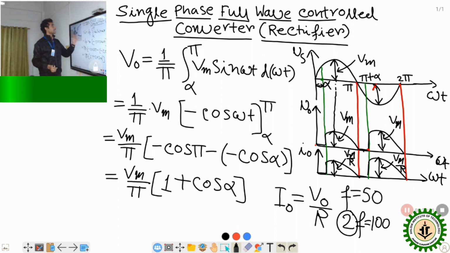So this is the single phase full wave controlled rectifier with resistive load. We have derived the average output voltage, average current, and the different waveforms for the single phase full wave controlled rectifier with resistive load. Thank you.